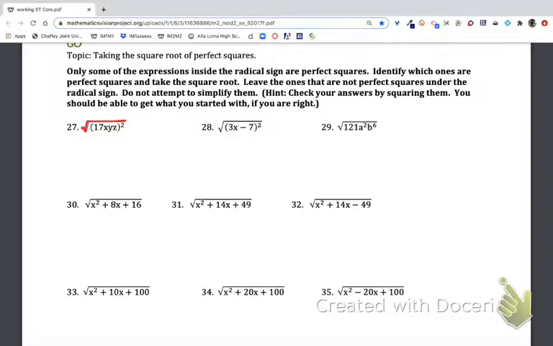Well, let's get a little bit better picture of a square here. The dimensions for number 27 are 17xyz times 17xyz. Those are the same size. Taking one of those pieces, one of those side lengths, would get me 17xyz.